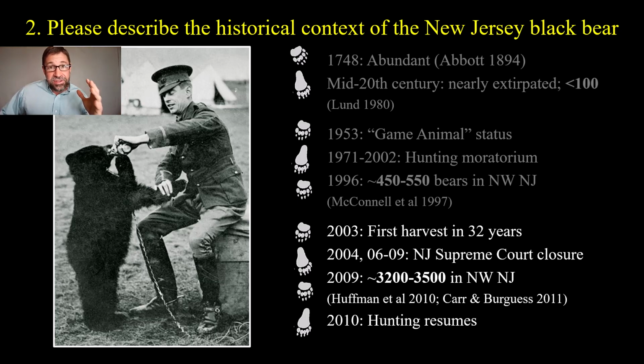Again, we have to see this as objective scientists. So this represents a treatment. What does the bear population do when it's harvested? What does the bear population do when it's not harvested? How do conflicts respond to harvest? How do conflicts respond to harvest moratoria? But before we get into that, for number 2, in no more than 4 or 5 sentences below, please describe the historical context of the New Jersey black bear within which this research occurred.